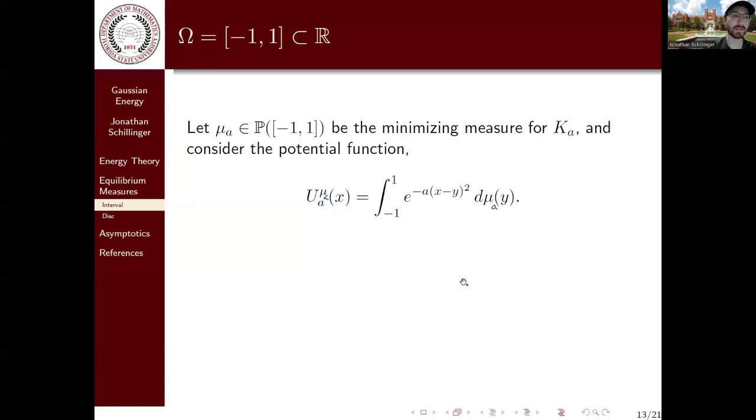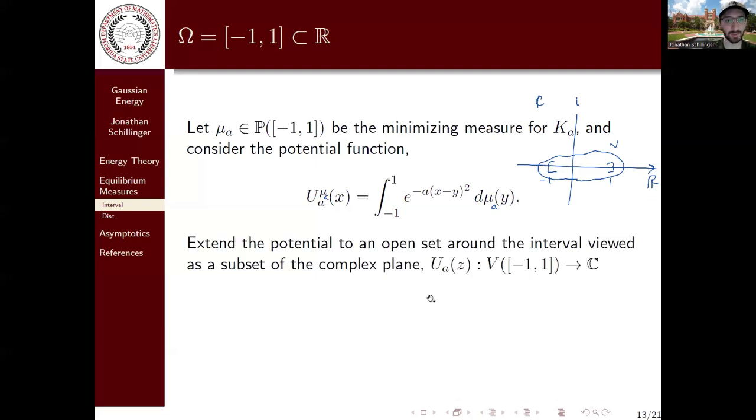Let's extend this function. So originally this potential is defined for the interval [-1, 1], and it's not really defined outside of it. However, because the Gaussian kernel is so nice, the definition naturally can get extended. So I'm going to view this not as a function from R, but as a subset of the complex plane, and I'm going to take some open set V around our interval. And then I'm going to extend it and look at the function defined there. Okay, so now my function is a function of z rather than of a real variable.